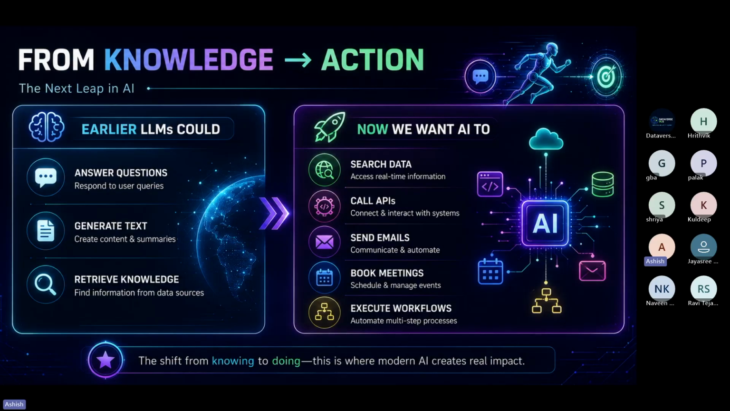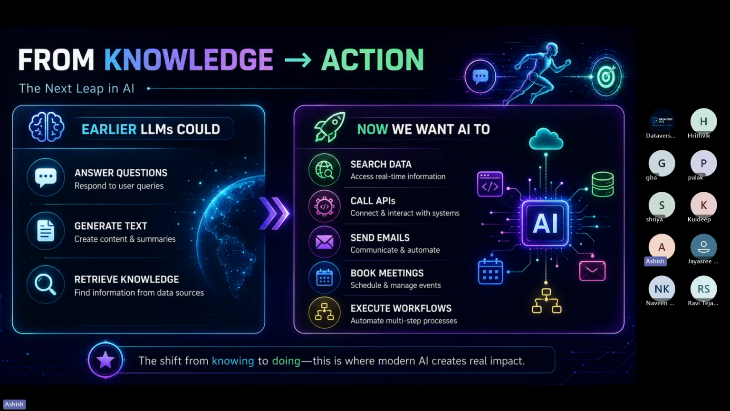Now we want AI to search the data for us based on our query. We want the AI to call an API. For example, if I say I want to book an order, I want the LLM to book that order for me, and for that, it should be able to call an API. I want AI to send mails for me, book meetings for me, and execute some workflow if I am working in some enterprise use case. So that's where tool calling and AI agents come into the picture.